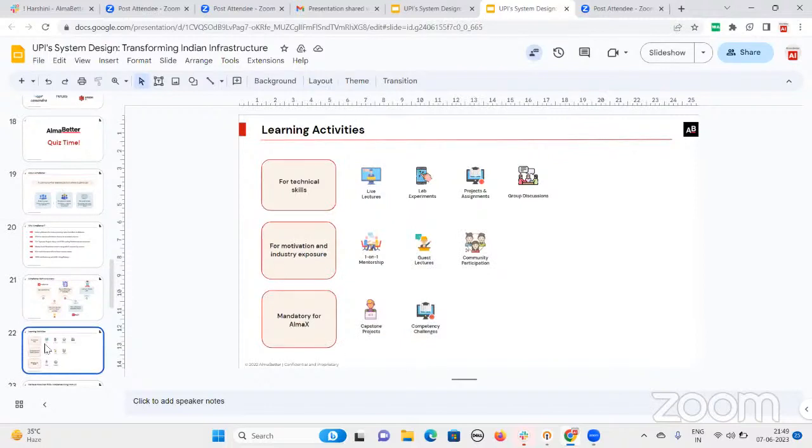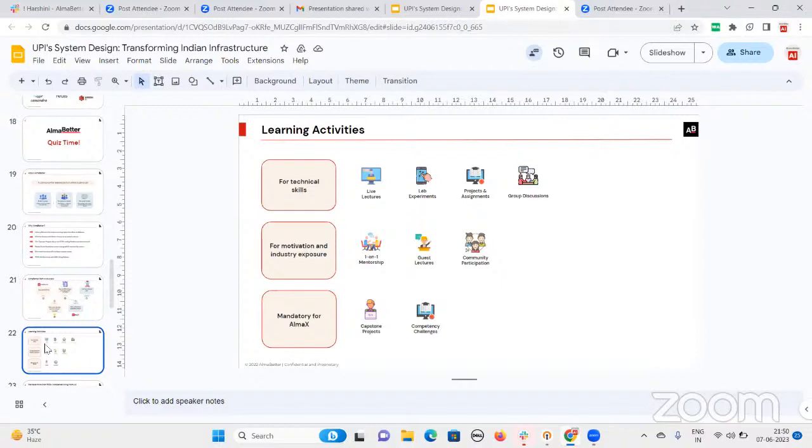Now, how the learning activities will be. Here it can be shown that for technical skills, you will be having your live lectures, projects, assignments, and group discussions. Coming to the industry exposure, there is a chance where you can even have one-on-one mentorship with our educators who are from the bank companies itself. There are guest lectures, AMA sessions, as well as community participation.